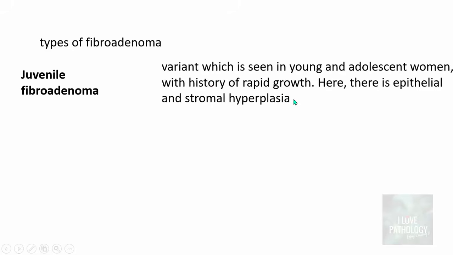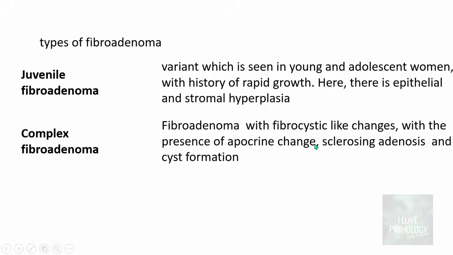So what are the different types of fibroadenoma? One is juvenile fibroadenoma. This is a variant usually seen in young and adolescent women with a history of rapid growth. In these cases of fibroadenoma, there is epithelial and stromal hyperplasia. Another one is the complex fibroadenoma, which is a fibroadenoma with fibrocystic-like changes, which is what we studied in part 1, right? Fibrocystic-like changes you find within the fibroadenoma with the presence of apocrine change, sclerosing adenosis, and cyst formation. Why is it important to know this type of fibroadenoma?